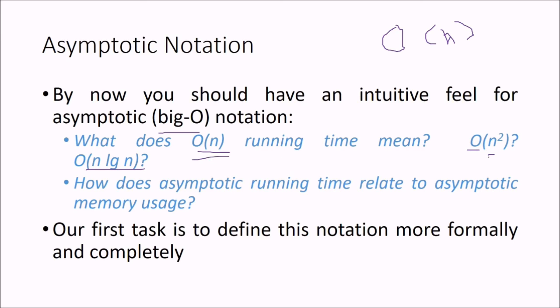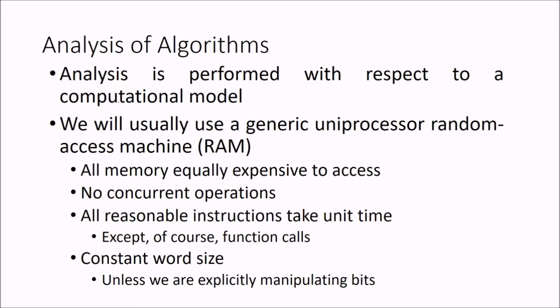Which one is better? Which one is good? Which one is not good? We are going to see. And how does this asymptotic running time relate to your asymptotic memory usage? We have seen that running time is the first thing we look at, then also the memory usage. Running time is directly related to memory usage also. So our first task will be to define this notation more formally and completely, because everyone should understand what these notations are.